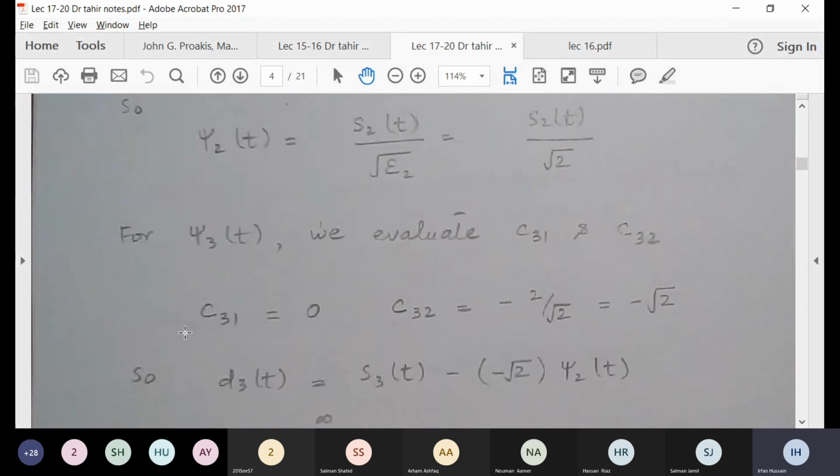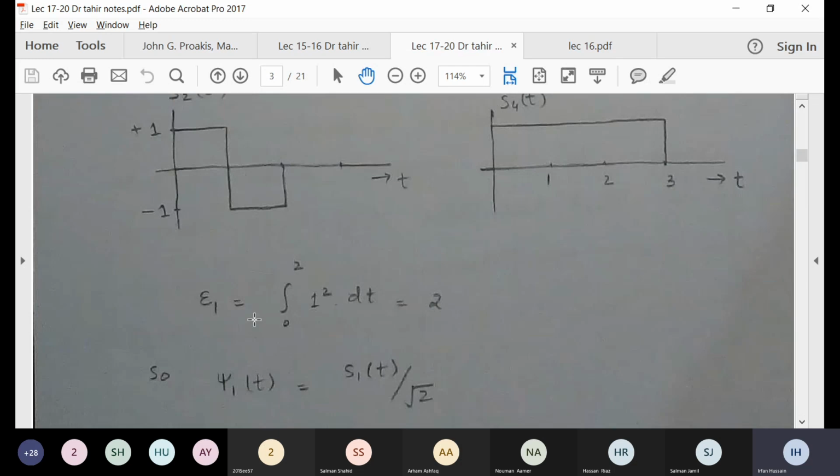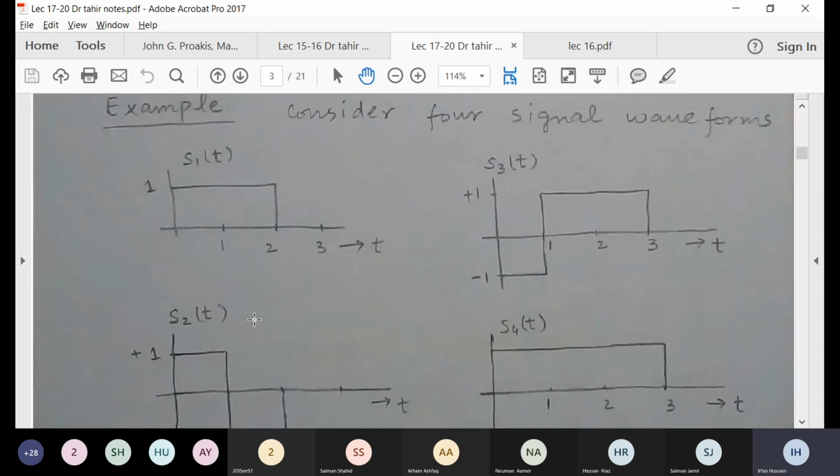First I will find the projection of S3 on psi1, then I will find the projection of S3 on psi2. Remember, this will be S3 on the first normalized, and this will be S3 on psi2, this will be S3 on psi1. Just for a rough comparison, you can see S3, this is actually also psi1, we just have to normalize by root 2.